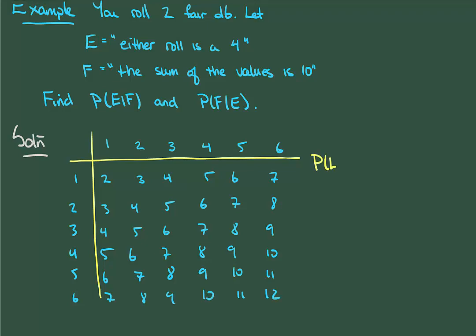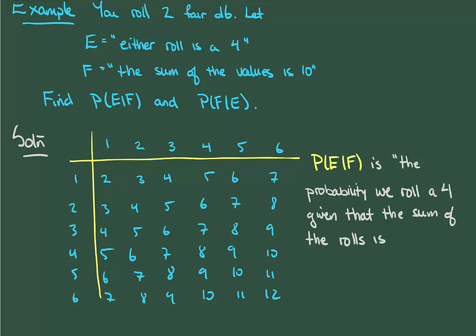Let's start with the probability of E given F. What we're asking for here is the probability that a 4 is rolled if we already know that the sum of the dice is equal to 10. So I'm going to repeat the formula here just so that you can see it in front of you. And in the table, I'm first going to highlight F, since we've already assumed that F has happened.